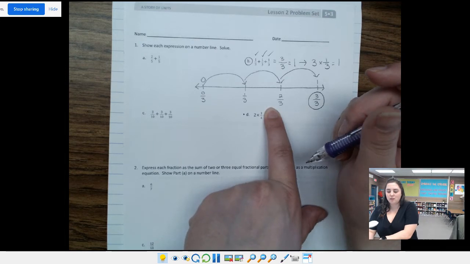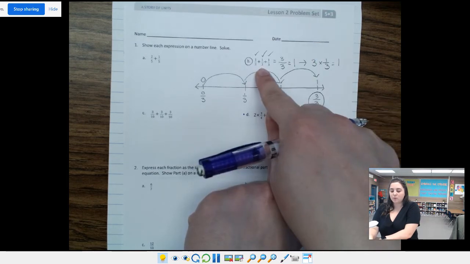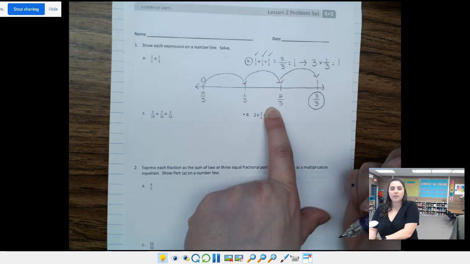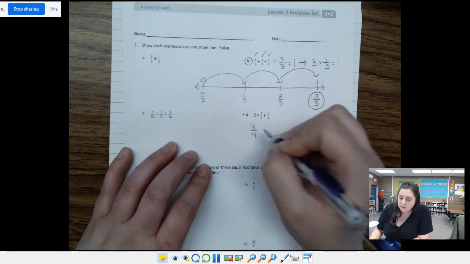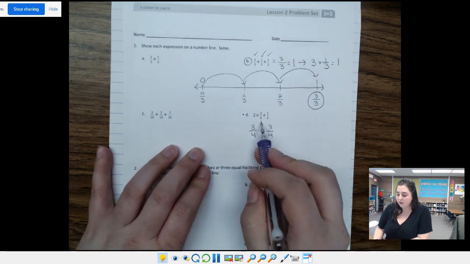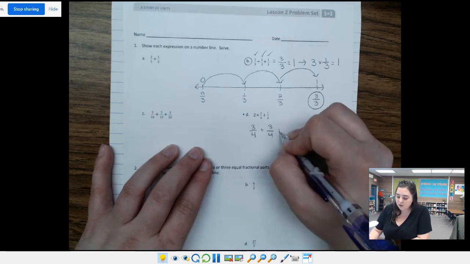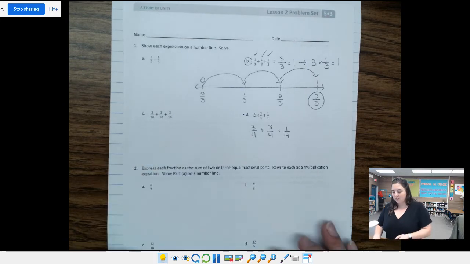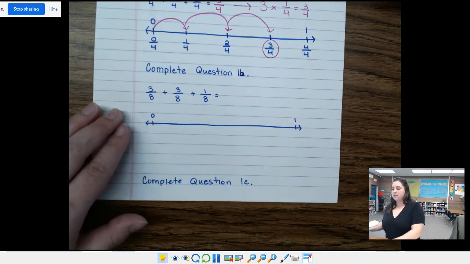Can you go the other way? So 3 times 1 third would be 1 third plus 1 third plus 1 third. What would 2 times 3/4 look like? That should be 3/4 plus 3/4. There we go. I have 3/4 2 times. And then that last part, plus 1/4, we're just going to hook on to the end. All right.